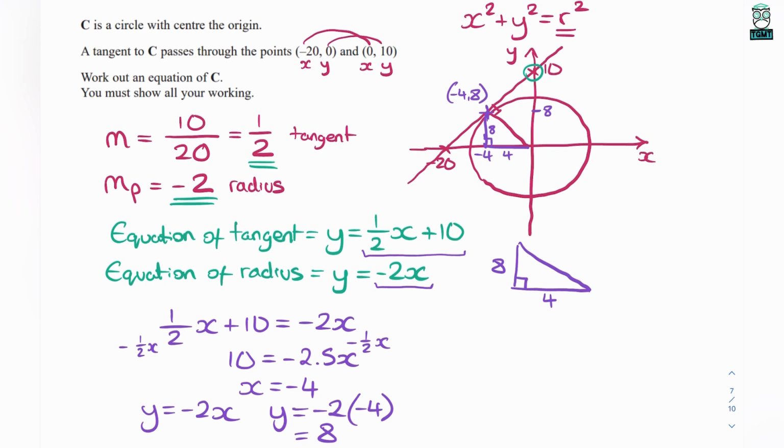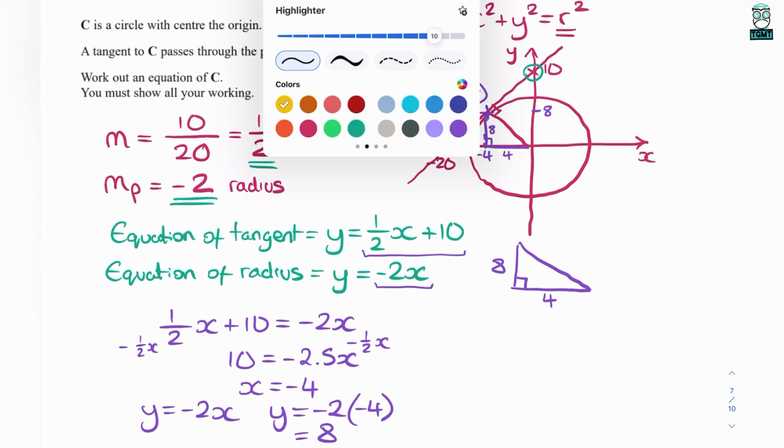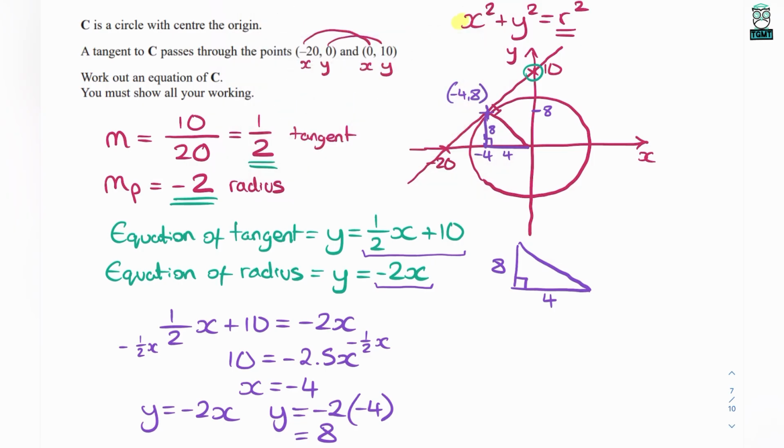Obviously, going back right to the start, the equation of our circle is x squared plus y squared is equal to r squared. So if we know the radius, we just need to square it and put it into our equation. So looking at this, what do we use to find the length of the hypotenuse there? Well, we would use Pythagoras' theorem. So to do this, let's do 4 squared plus 8 squared, and 4 squared is 16, 8 squared is 64, so that combines to make 80.